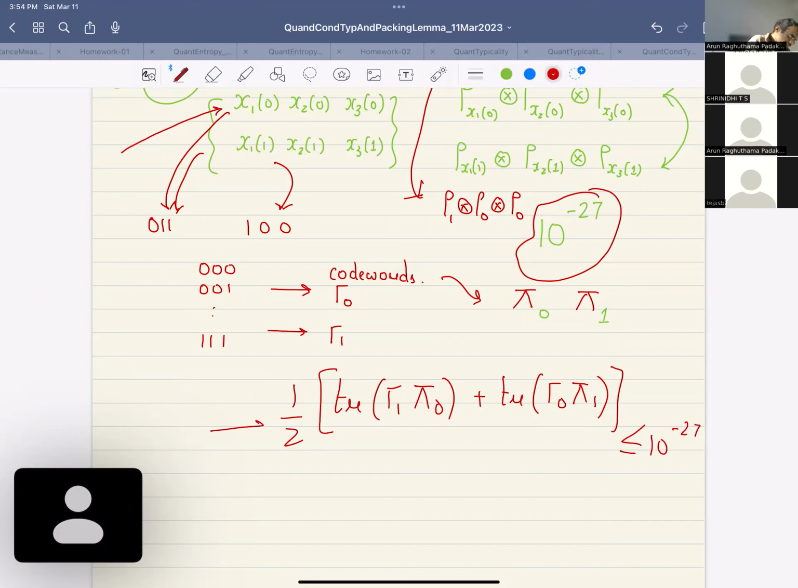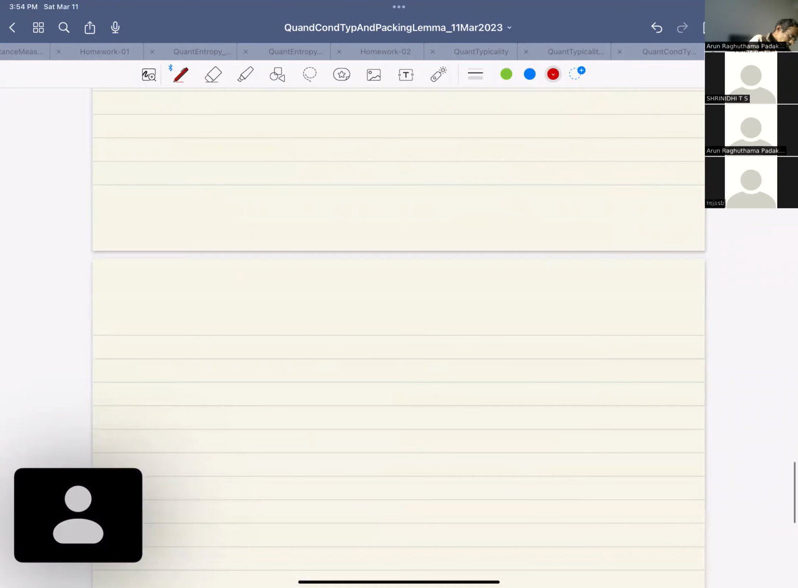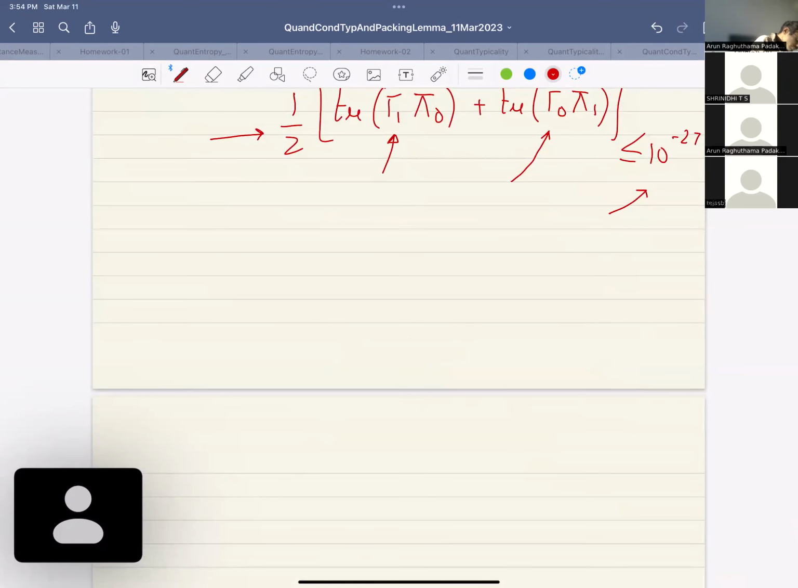Half probability you will get bit 1, and in that case, what is the probability that Bob will get it wrong? Half probability you will get bit 0. In that case, what is the probability that Bob will get 1? That average has to be less than 10 power minus 27. Correct? Okay. If any of you don't understand, just tell me so that I'll go back.